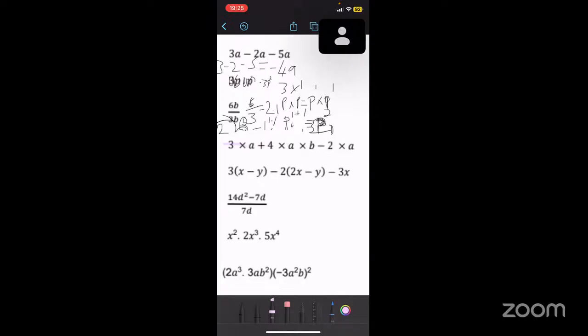Wait, no. Negative 2 multiplied by A. Can you say that again for the last time? 3 multiplied by A, 4 multiplied by A, and negative 2 multiplied by A. So I'm just going to highlight what you're saying. You're saying we're going to multiply 3 with A, 4 with A, and minus 2 with A. What happens to this B?